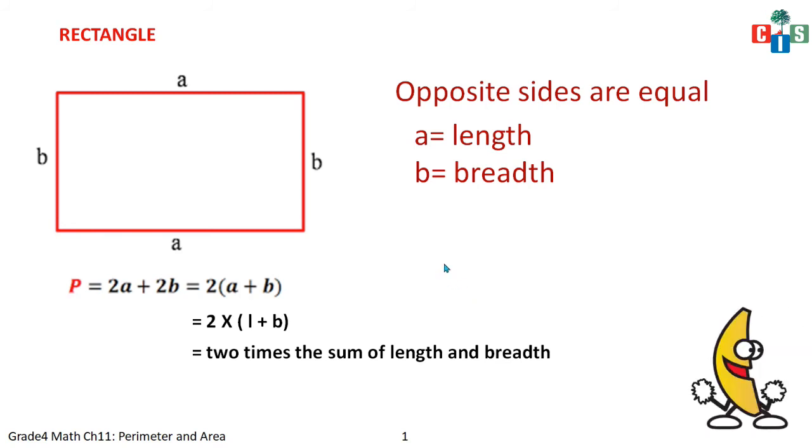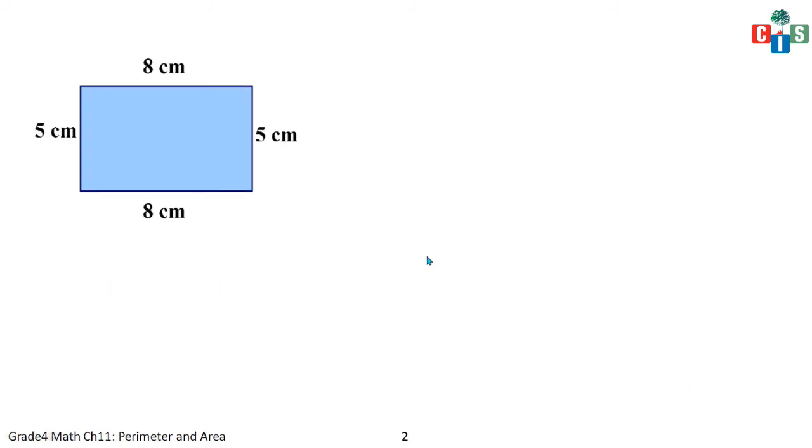Now let's apply this formula in a sum. This is a rectangle and you have to find the perimeter. You can do it this way, 8 plus 5 plus 8 plus 5. You can do it that way also, but in higher standards it will take more time. So what does a formula do? It makes your work easy. So you have to use the formula. Perimeter is equal to 2 multiplied by length plus breadth. You have to memorize this. This is the formula for the perimeter of a rectangle.